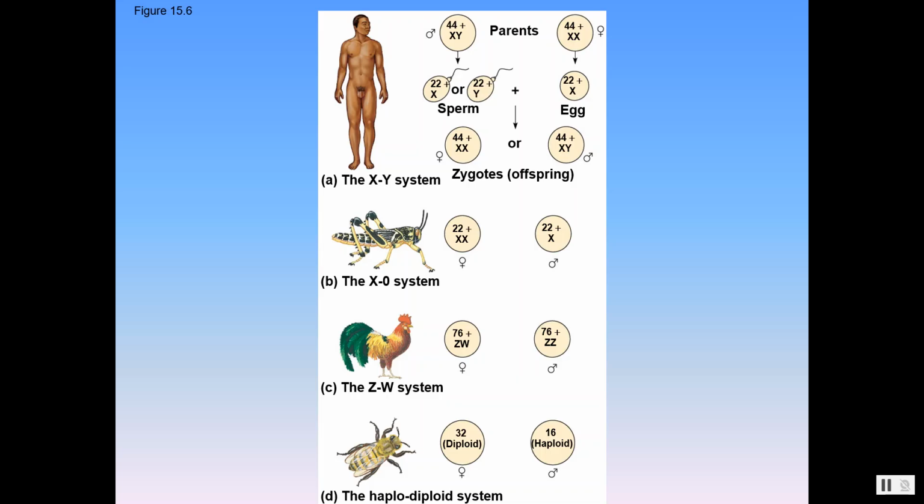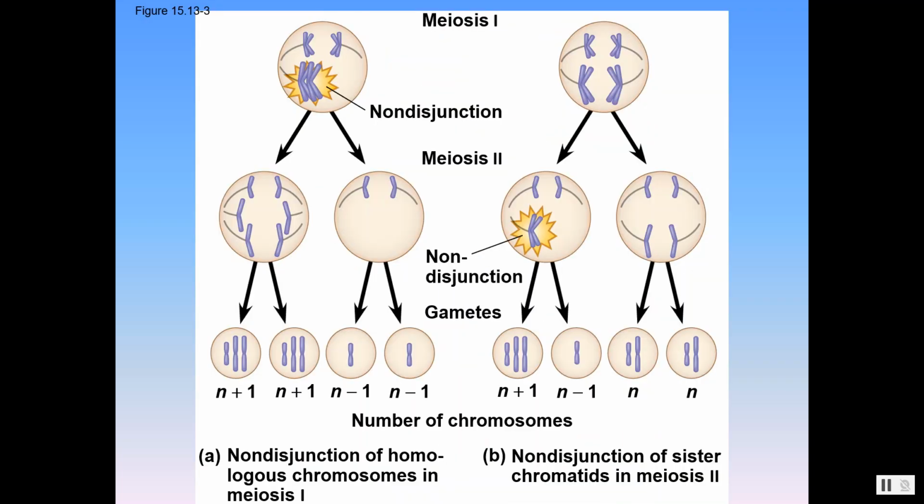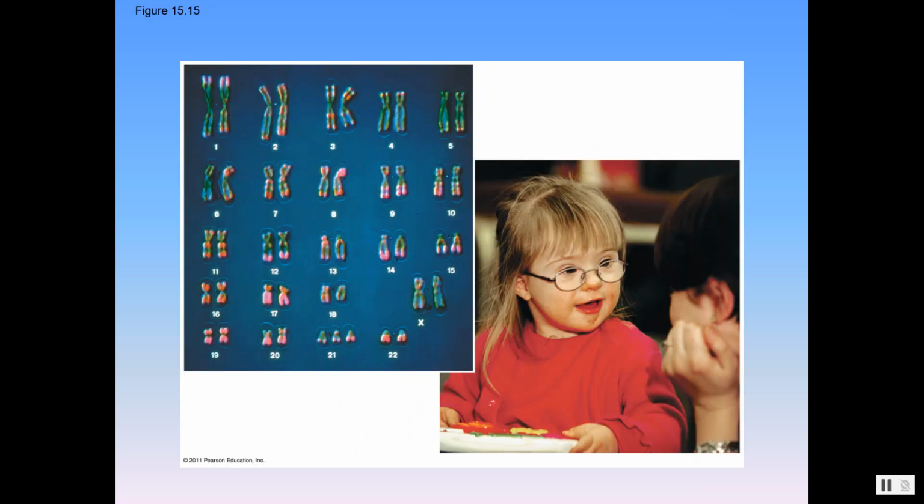This last little graphic here shows just different ways in which organisms can pass on their genes. We have the XY system. There's XO, ZW, haplodiploid. You're not responsible for any of this. I was just sort of showing it to you. We've reviewed non-disjunction already, so we're not going to do that again.